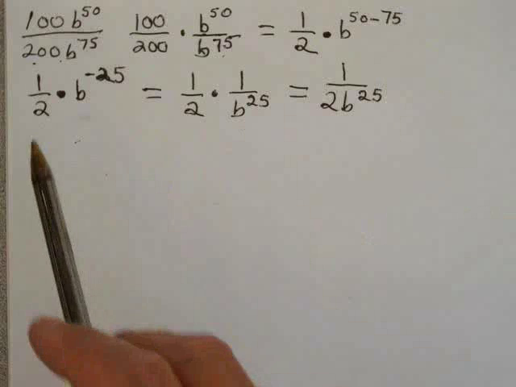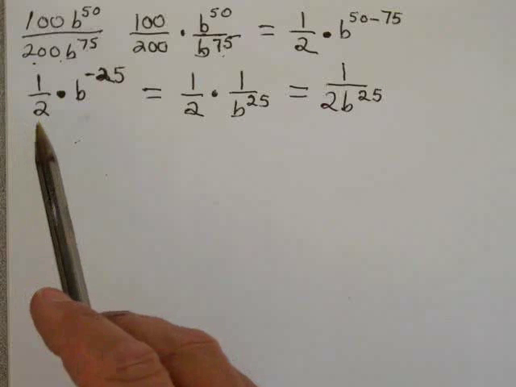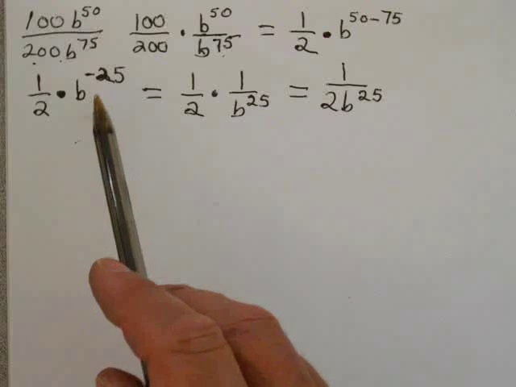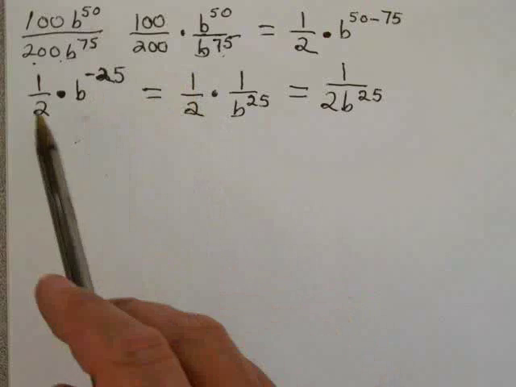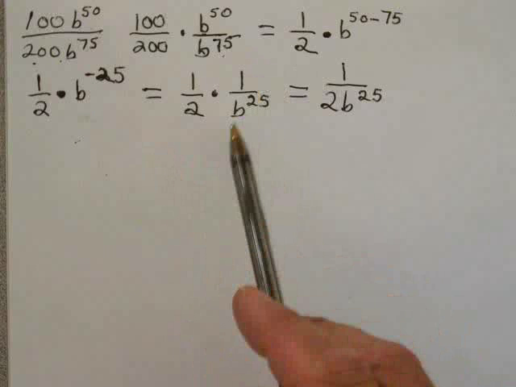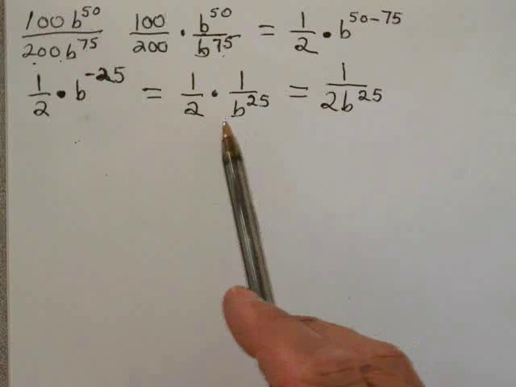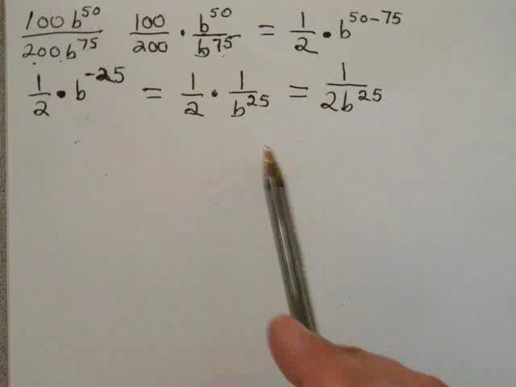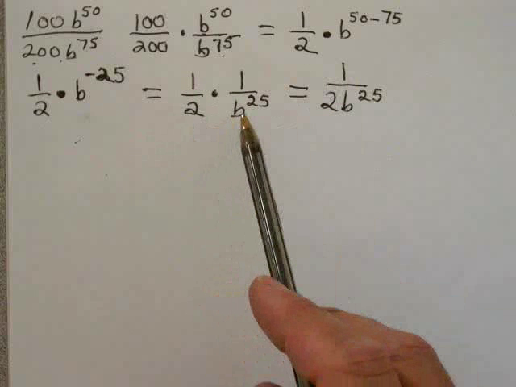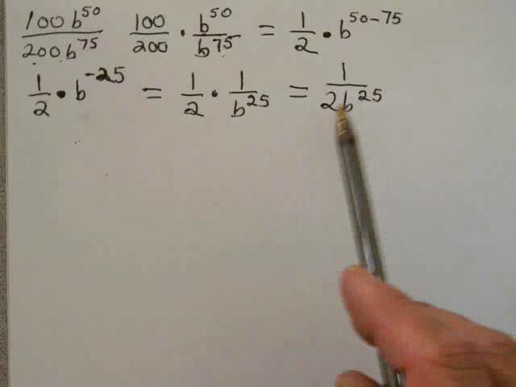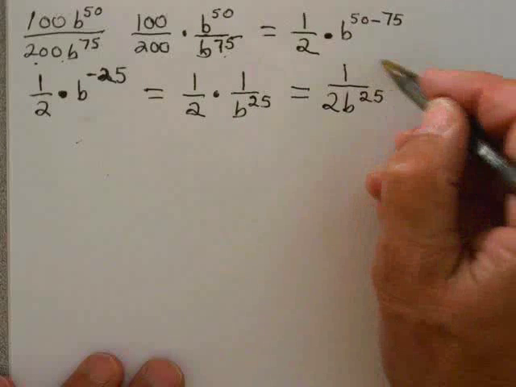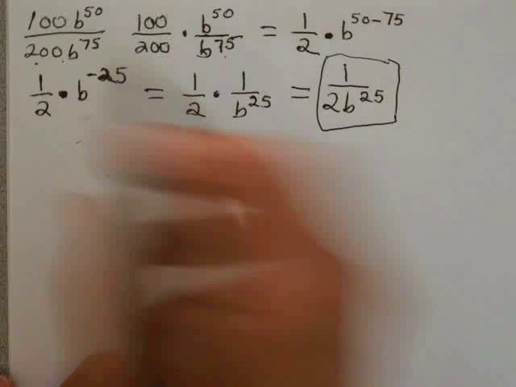That brought me to here, where I have 1/2 multiplied by b to the negative 25th. That's the same as 1/2, the same 1/2. b to the negative 25th would be the same as 1 over b to the 25th power. And now I'm going to put it back together by multiplying. 1 multiplied by 1 is 1, and 2 multiplied by b to the 25th power would be 2b to the 25th power. And that would be how I would simplify this expression.